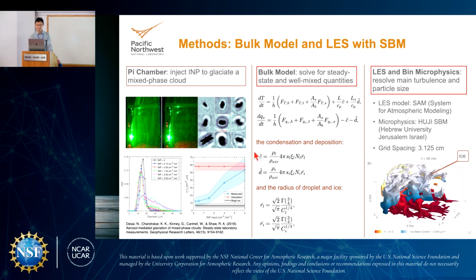So we want to understand this phenomenon, and we use two numerical approaches. The first one is the bulk model, which is like a parcel approach. It solves for the steady state and well mixed quantities within the box. And the second one is LES and beam macrophysics, where LES resolves the turbulence and beam macrophysics resolves the particle size distribution. And in the result, you can see that the domain is not completely mixed. There is heterogeneity showing the large-scale circulation structure.